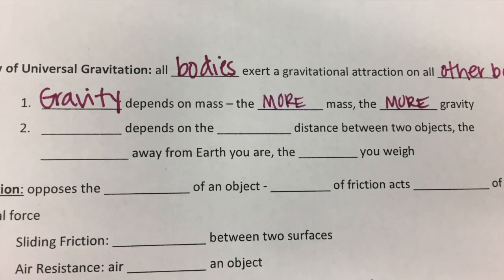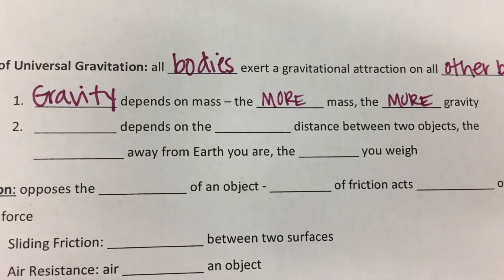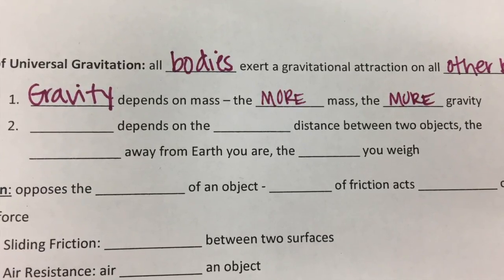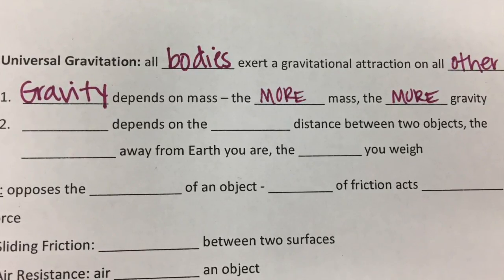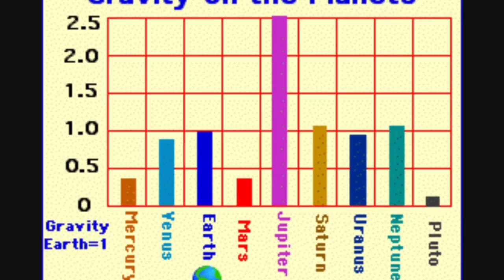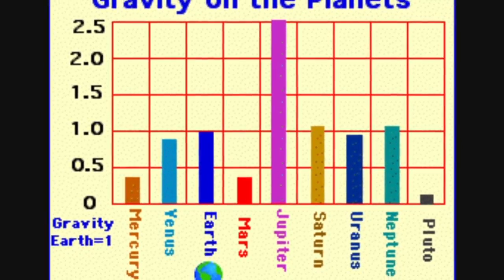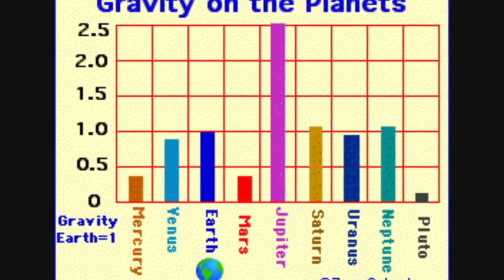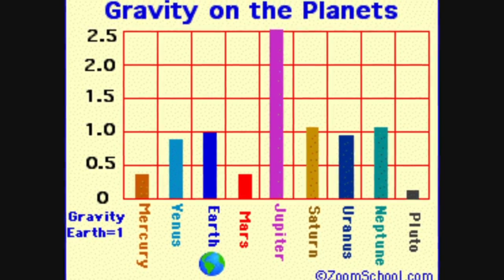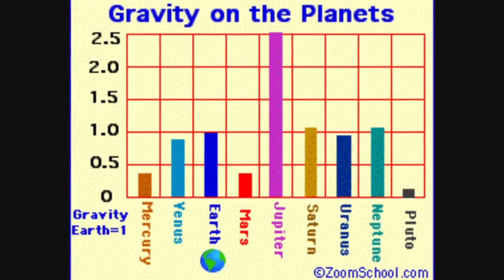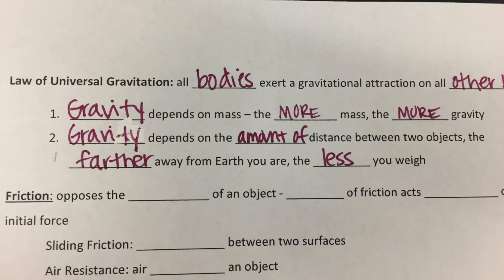Gravity depends on mass, and so the more mass something has, the more gravity it has. And all things have gravity. Planets are just really, really big, so they have a lot of gravity. You can see in the graph here that Earth is at the 1 mark, so anything that's below 1 has a gravity that's smaller than Earth. Anything that's above 1 has a gravity that's much bigger than Earth. The bigger planets have more gravity because they have more mass.